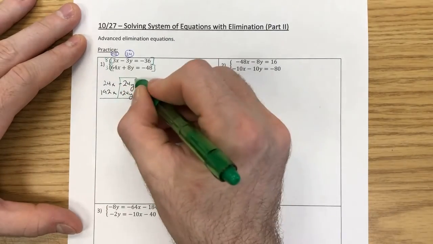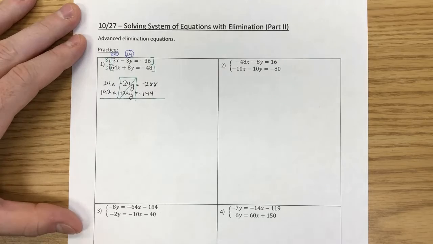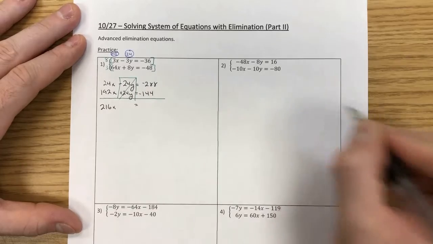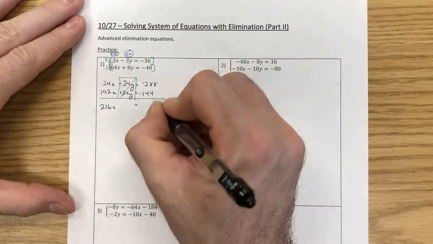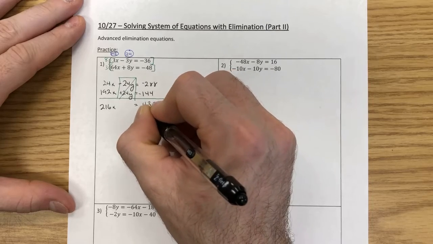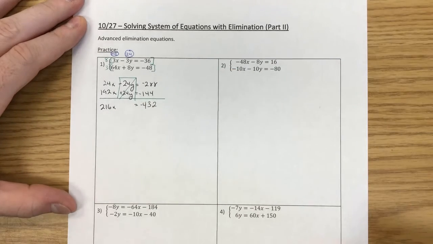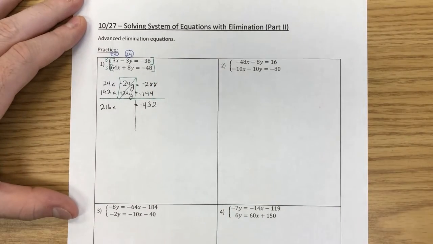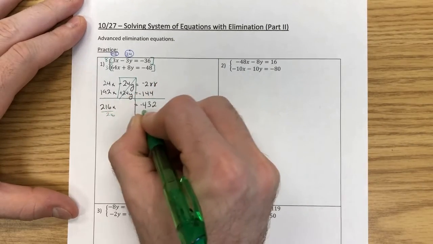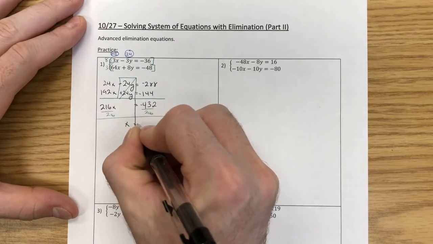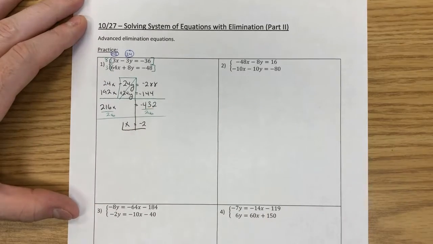And so now when we combine these, our y's are going to cancel out. We're going to be left with 216x equals 288 plus 144, which is negative 432. Then in this case, we're just going to solve this by dividing by 216, and we get x equals negative 2. There's our first answer.